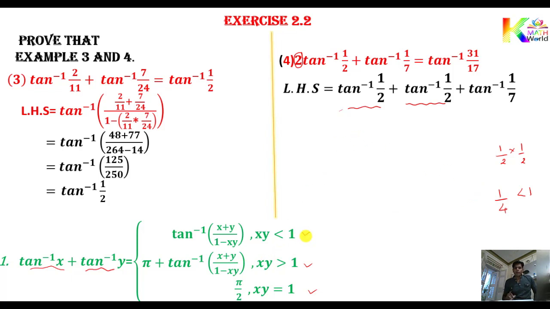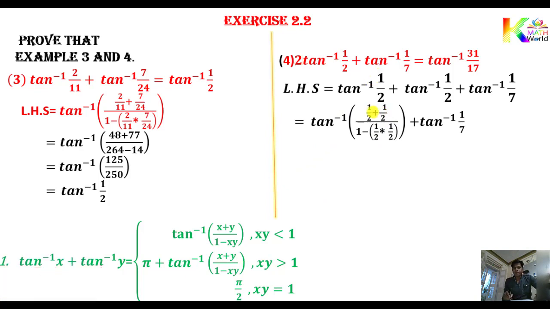So you can again apply which formula? First formula only. So tan inverse of sum of these two numbers. This is your x and this is your y. Sum of these two numbers over 1 minus product of these two numbers. Okay, so we can write tan inverse of (1/2 + 1/2) over (1 - 1/2 into 1/2) using this formula. Okay, this one as it is, tan inverse 1/7 as it is.